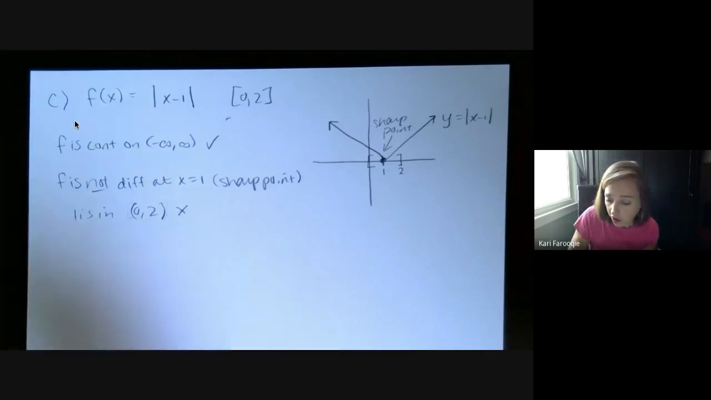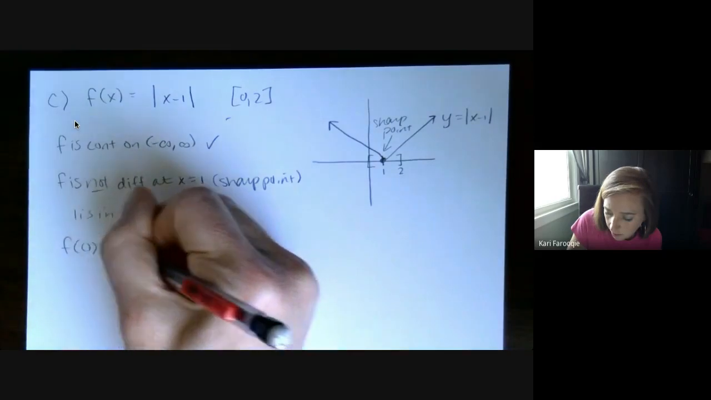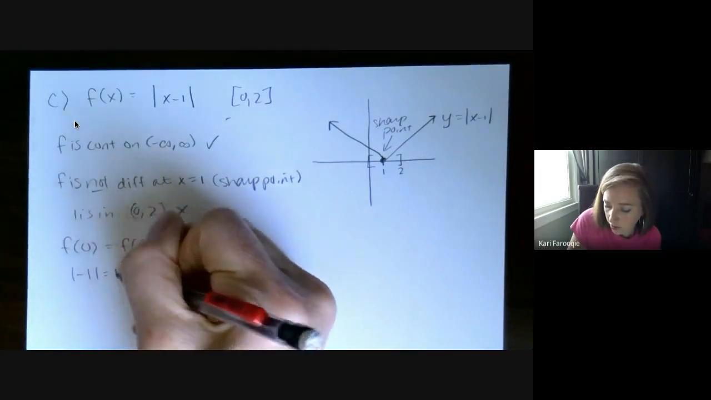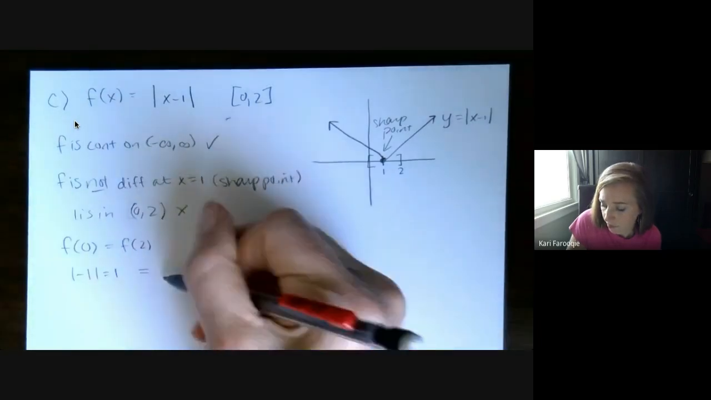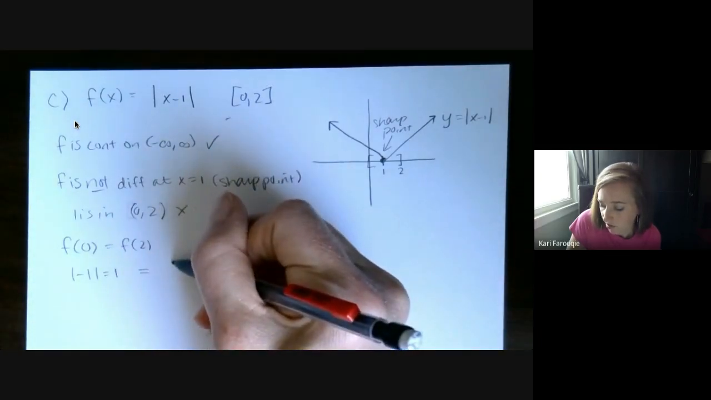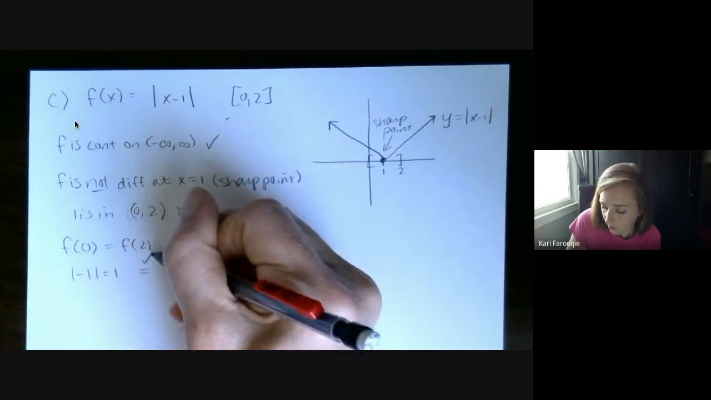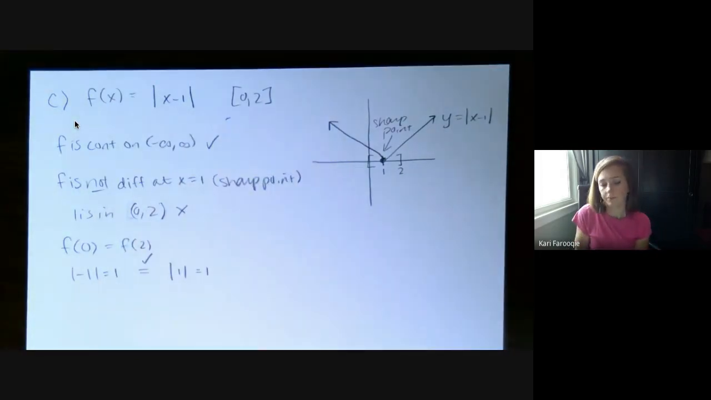If you wanted to check f of a and f of b, you would actually find that those would be equal. In both cases, you would get 1. So check. So the only condition that's violated here is the differentiability. So you would not be able to apply Rolle's theorem to this particular function on this particular interval.